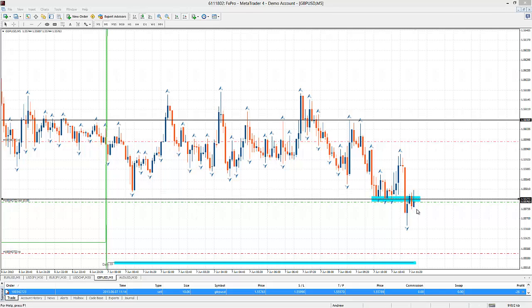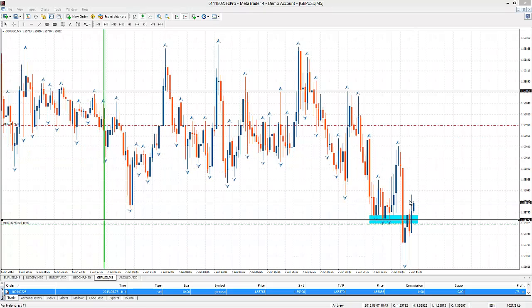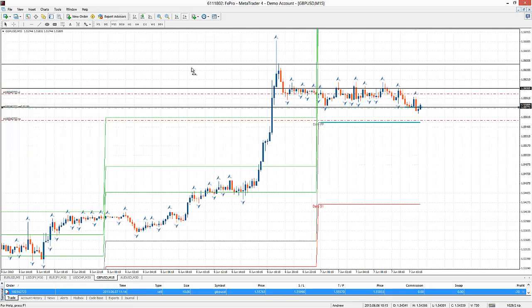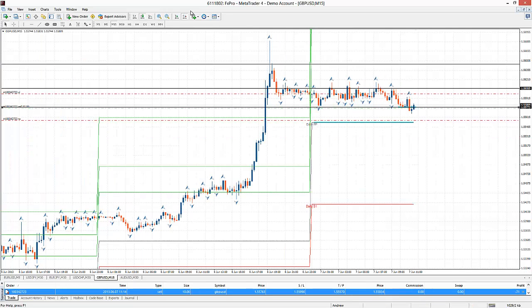We want price to just stay below. You see how price is holding as a resistance there. I want to see it hold. Okay, so a quick update. Price has, you see, closed above, starting to move its way higher. That's not good for the trade.